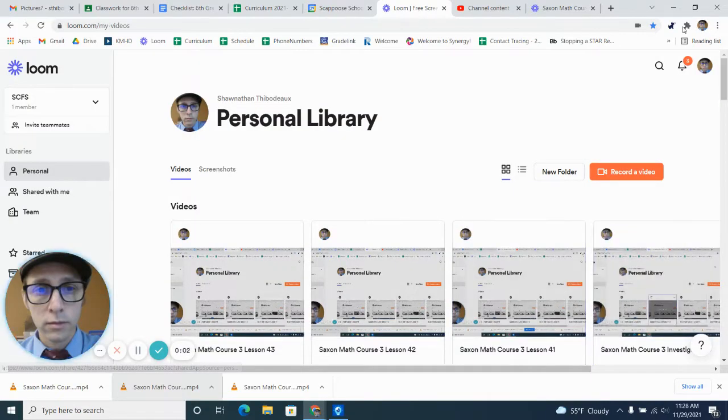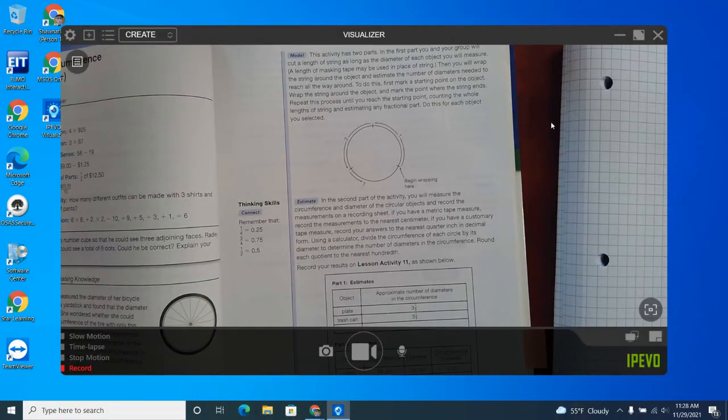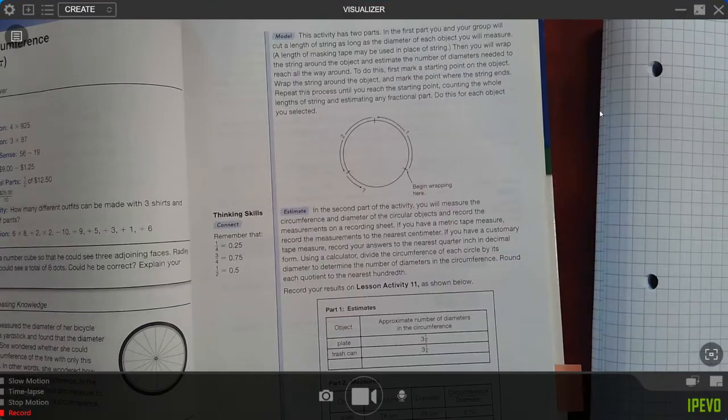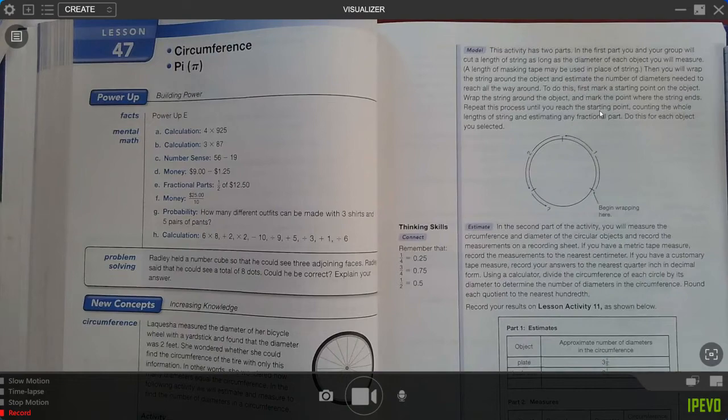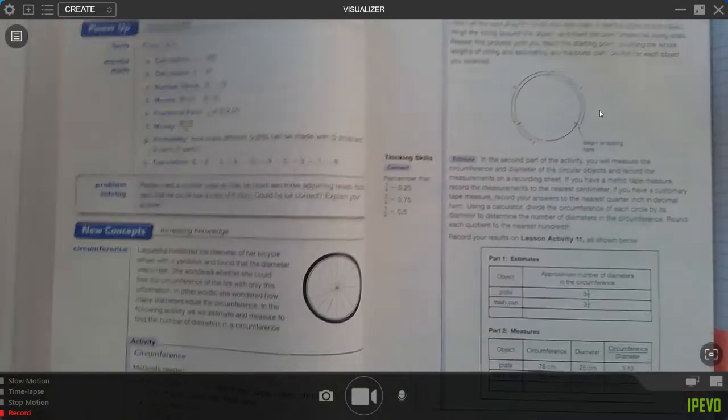All right, y'all. So lesson 47, last one for the week. Circumference, pi. Okay. Now, good news. We've already talked about this. We had a whole lesson in class about this, so this shouldn't be too difficult for you guys.